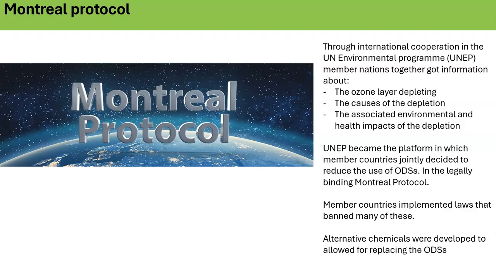They basically got the member nations and their people to know this information: that the ozone layer was depleting, the causes of this depletion due to our activities using ozone-depleting substances, and which impacts that would have on both human health and the environment. So within the United Nations Environmental Program, or UNEP, that was then the platform where member countries could decide how to reduce these ozone-depleting substances.